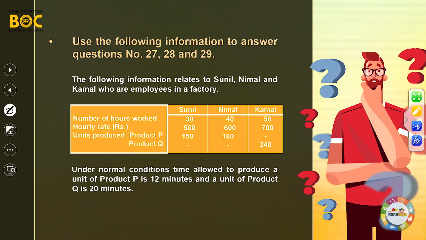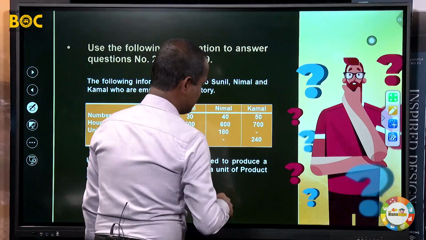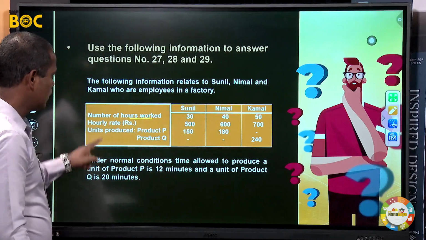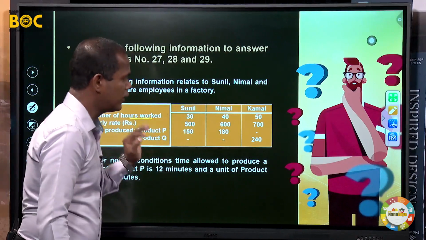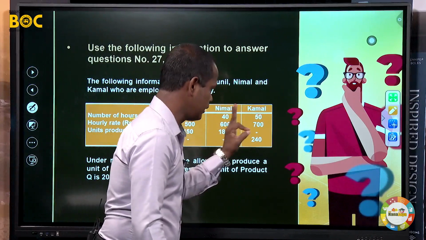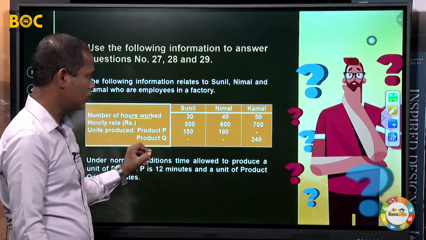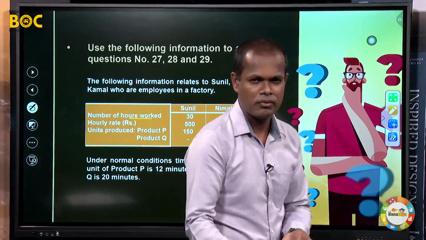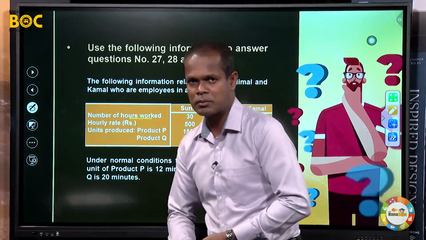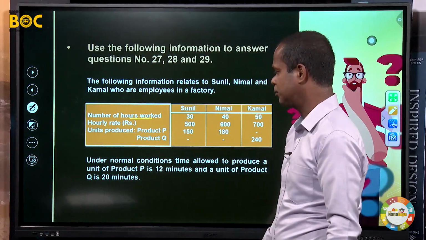Use the following information to answer question numbers 27, 28 and 29. The following information relates to 3 employees in a factory. The number of hours worked: Mr. Sunil has worked 30 hours, Mr. Nimal 40 hours and Mr. Kamal 50 hours. The hourly rate: Mr. Sunil 500, Nimal 600 and Mr. Kamal 700 rupees. You may think why different rates? There may be different positions, different responsibilities, then our rate will change.